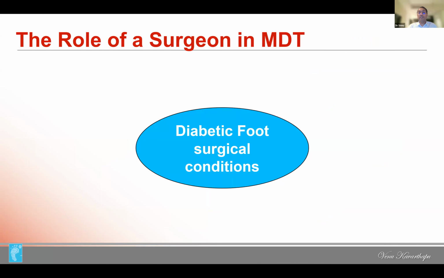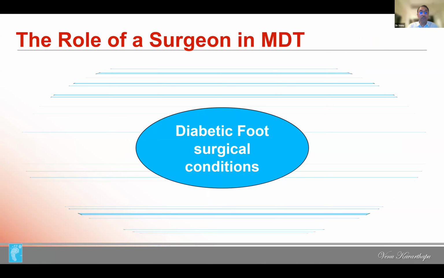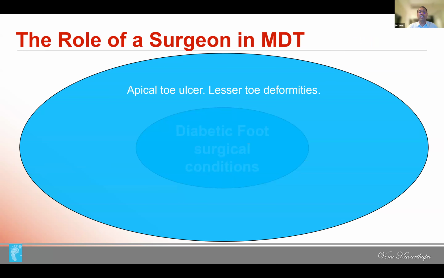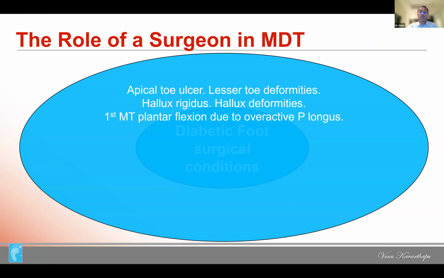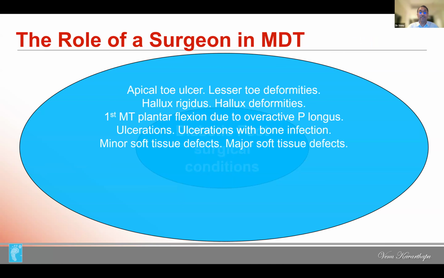But if you look at all diabetic foot surgical conditions we're expected to address, they can range from simple apical ulcer or lesser toe deformities or hallux deformities, rigidus, or other forms of deformities, prominent first metatarsal head plantar due to overactive peroneus longus leading to ulceration, or all forms of ulcerations with or without bone infections. There can be minor soft tissue defects from that infection process, or even major soft tissue defects following, as an example, a diabetic foot attack.